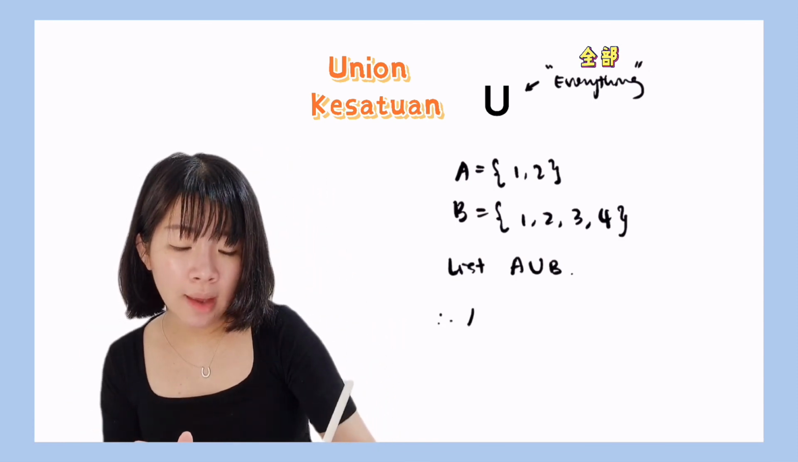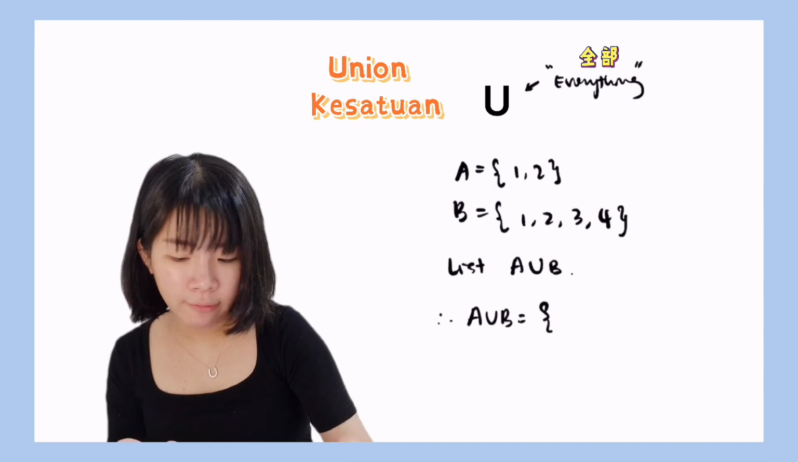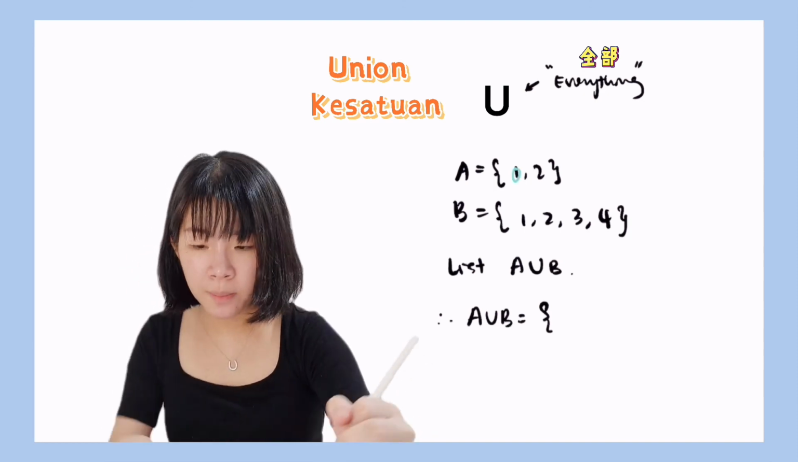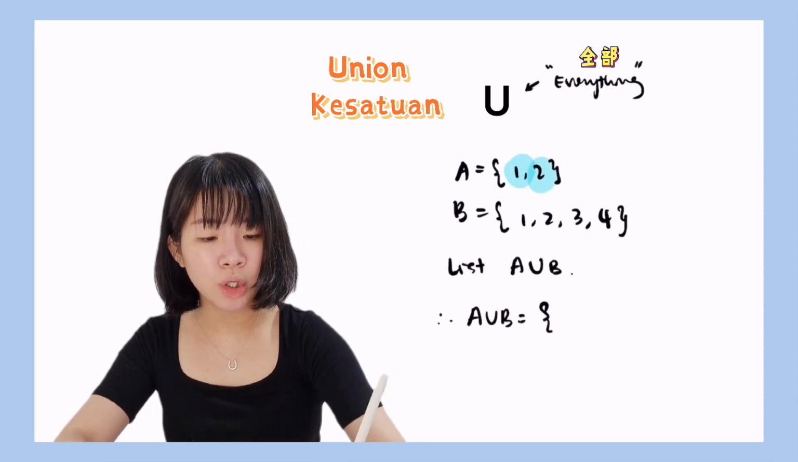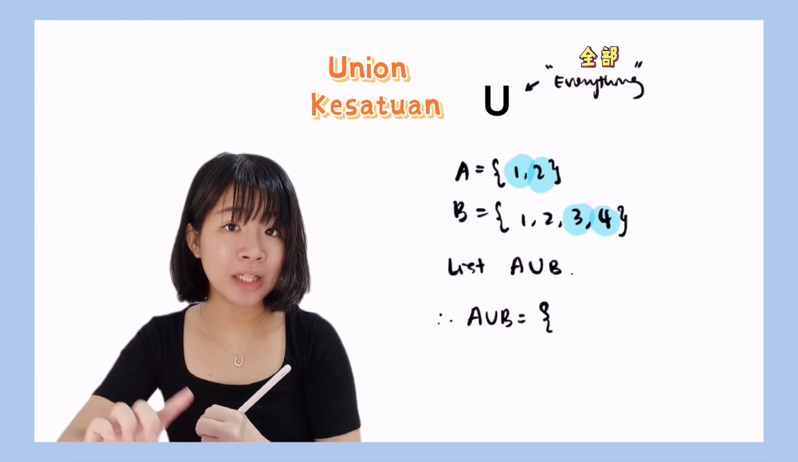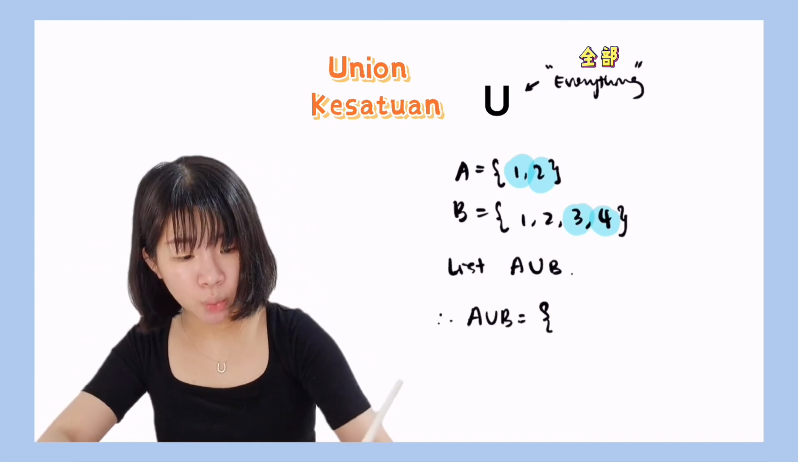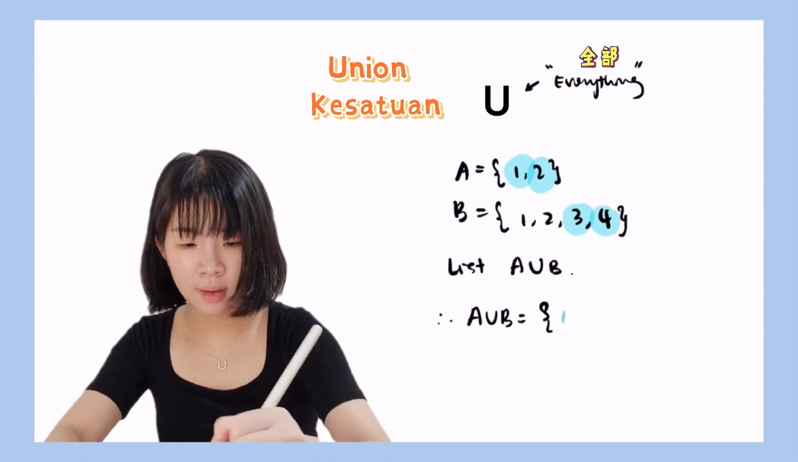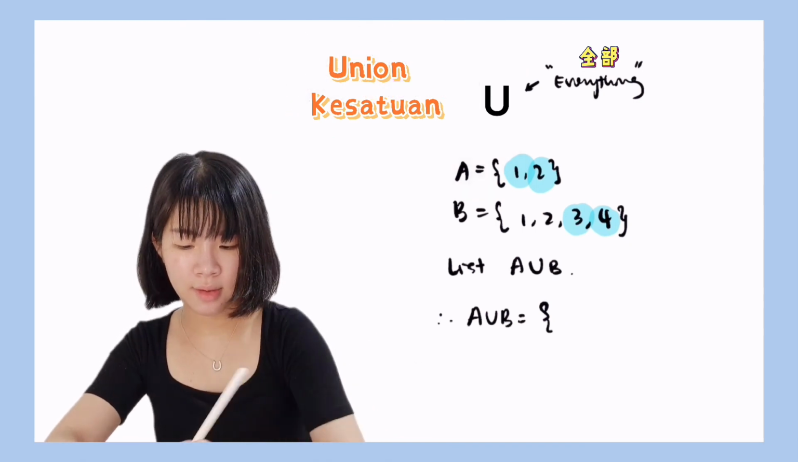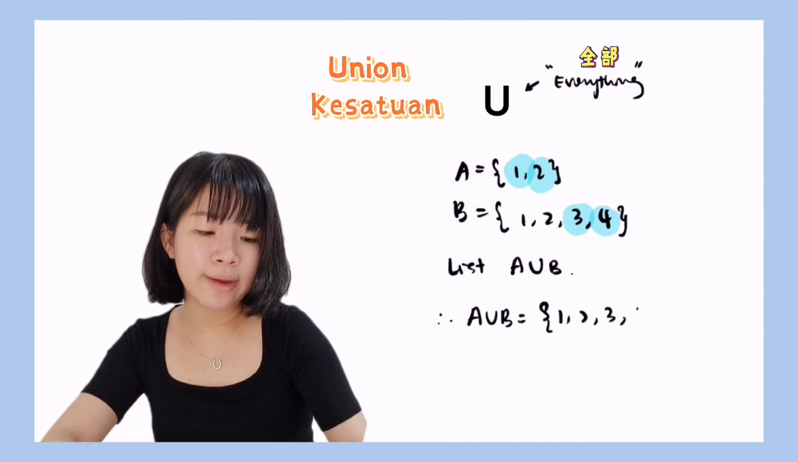So your answer will be A union B is everything, which is 1, 2, 3, and 4. Things that are repeated, write once only. So we just have to write 1, 2, 3, and 4.